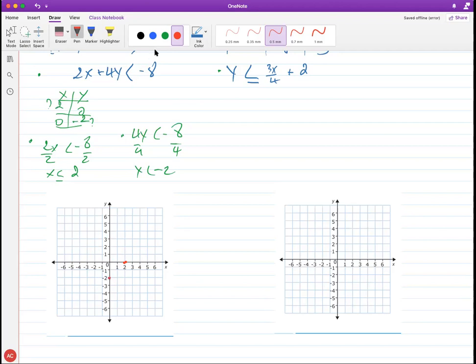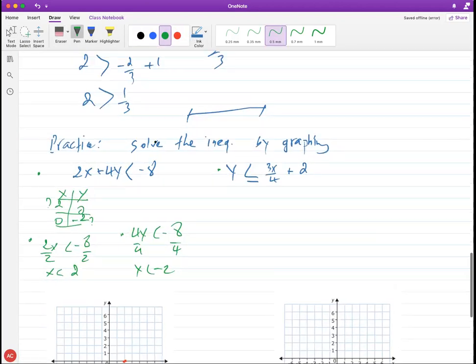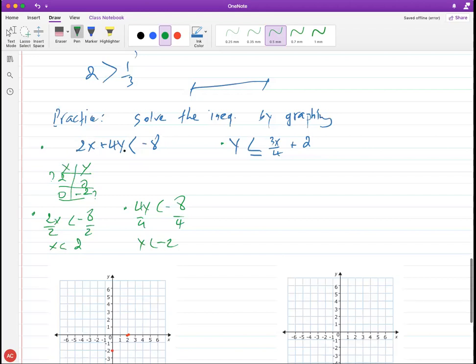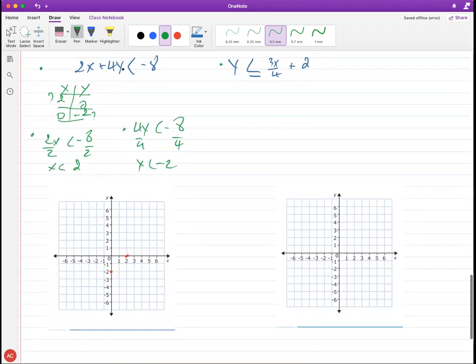How's the line, by the way? How is the line of this inequality? Is it solid or broken? This one here, solid, right? It's going to be broken like this.